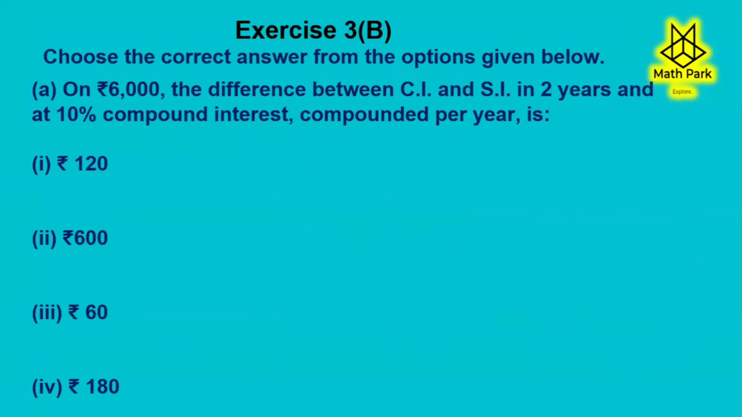Choose the correct answer from the options given below. On rupees 6,000, the difference between compound interest and simple interest in 2 years at 10% compounded per year is. Now, we know the compound interest formula, which is principal in bracket 1 plus r, which is 10 upon 100, raised to 2 minus 1. This gives the compound interest.